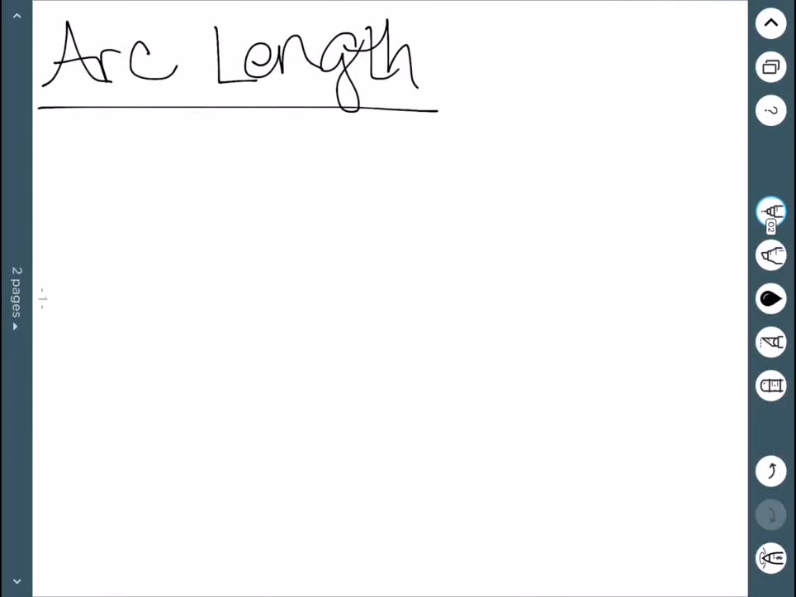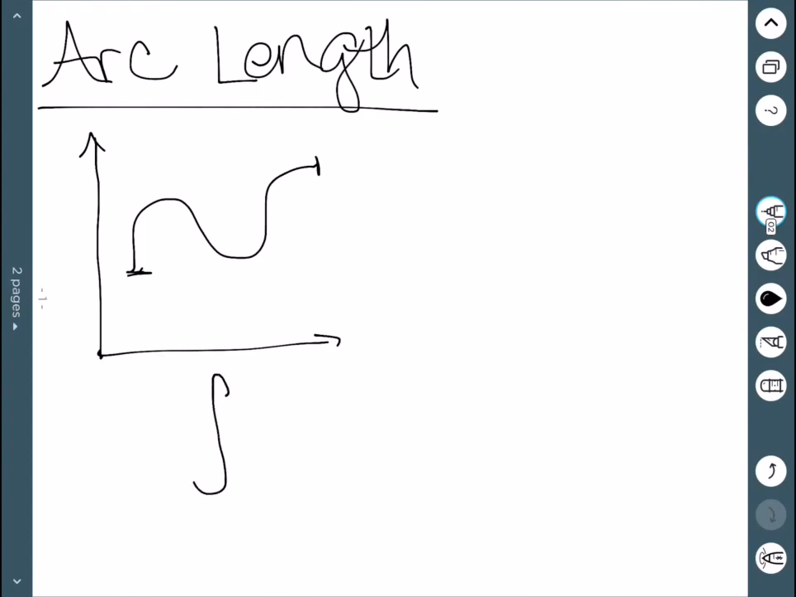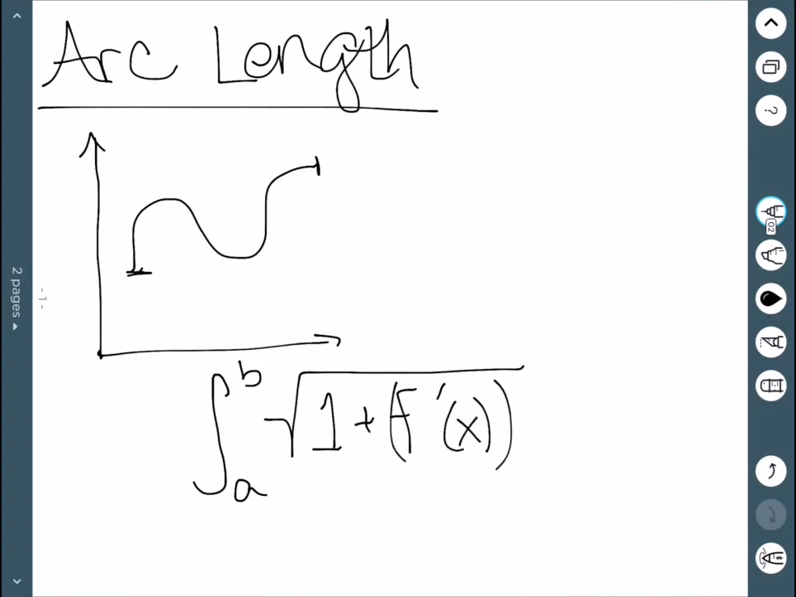We'll now look at how to find the arc length of a curve. The idea is if we have some portion of a curve and we want to figure out, if we were to use a string to measure from one end to the other, how long would it be? This comes from a formula: the integral from a to b of the square root of 1 plus f prime of x squared dx. And we'll do a few examples of how to use this formula.